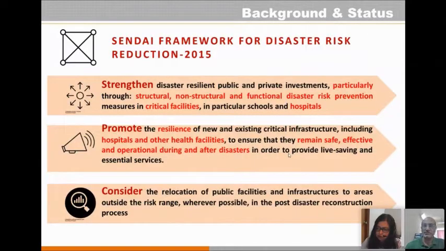So that can be very easily done for the new structures. But now the challenge is how to make out the compliance of the first vertical. And the last vertical, that is to consider the relocation of the public facilities which are unapproachable. That is also one of the important events. But in this particular presentation, we will be focusing on the vertical one, that is to strengthen the disaster resiliency of the public and private investments, particularly the schools and hospitals.